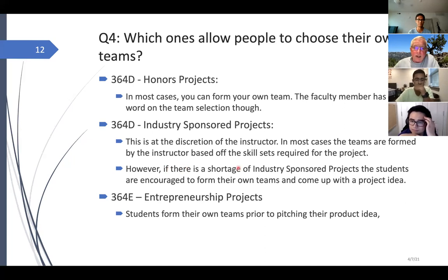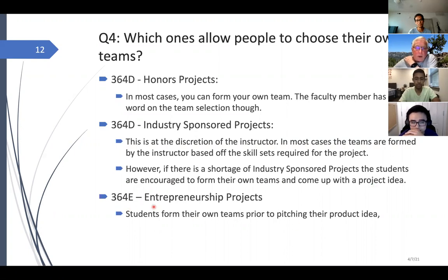And if there is a shortage of industry sponsored projects, the students are encouraged to form their own teams as soon as possible. So sometime very early, if you're signing up for 364D this fall and we don't have enough industry sponsored projects, get a team together ASAP and then come up with a project idea, because then you get to go off and do your own thing.